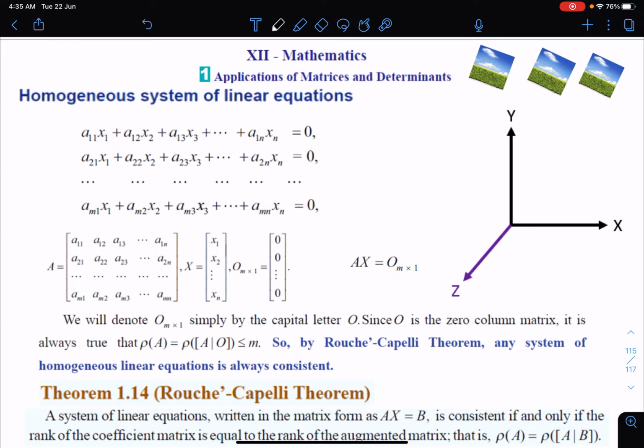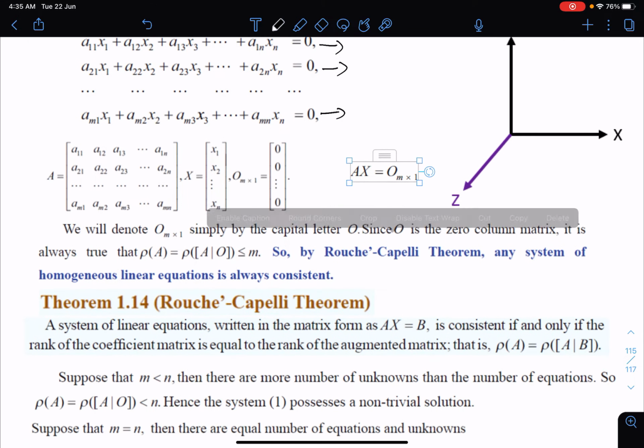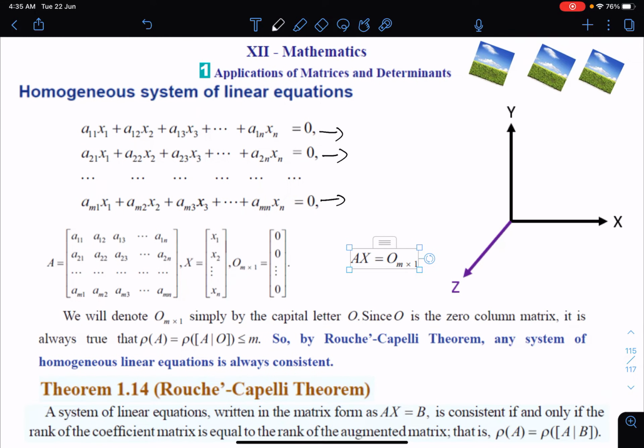What is homogeneous? Already we have seen non-homogeneous, isn't it? Whatever we have seen in the previous equations, we got a constant on the right hand side. But here, the right hand side constants are all equal to 0. So how many ever equations you take, all are going to be 0. Such type of equations are called homogeneous system of linear equations.